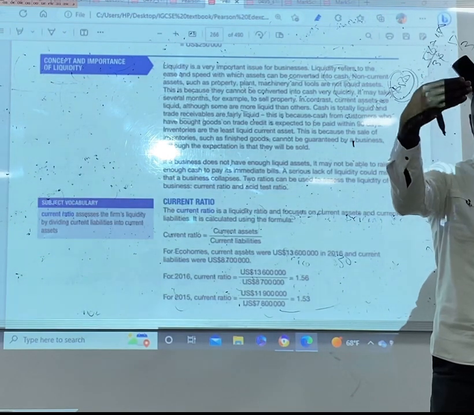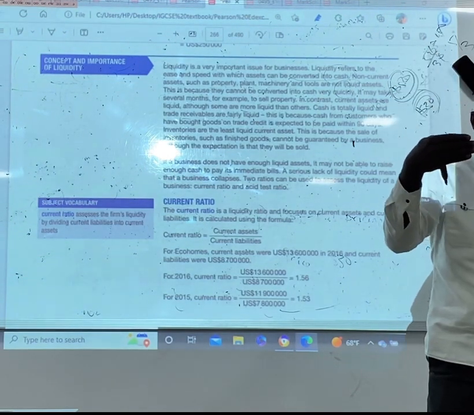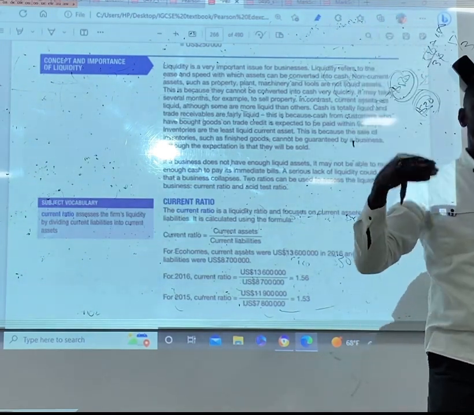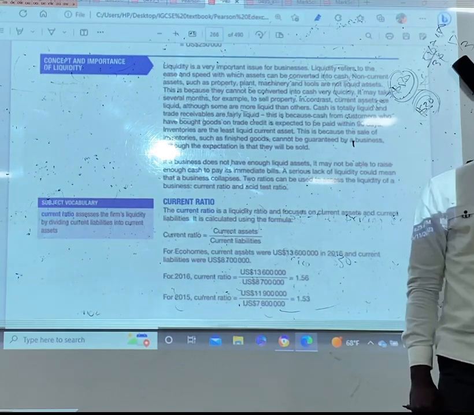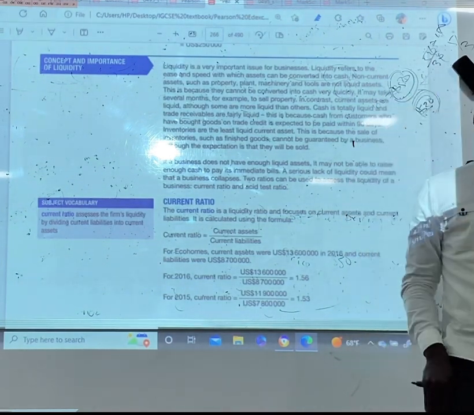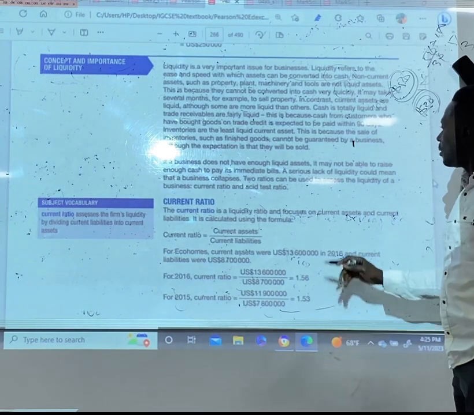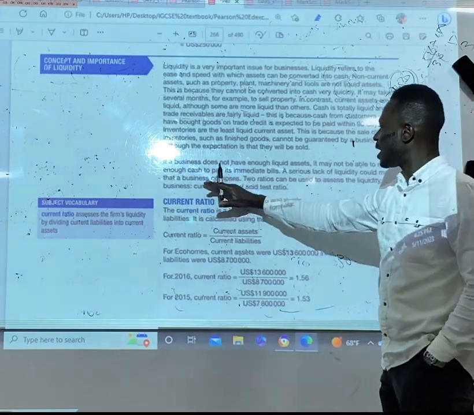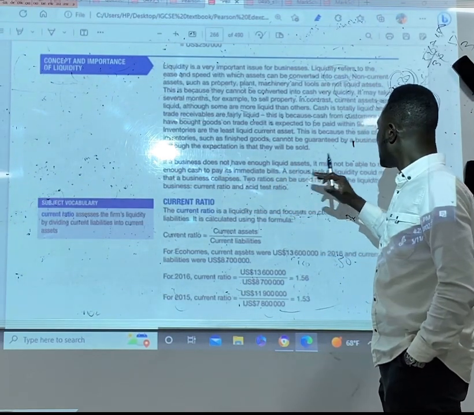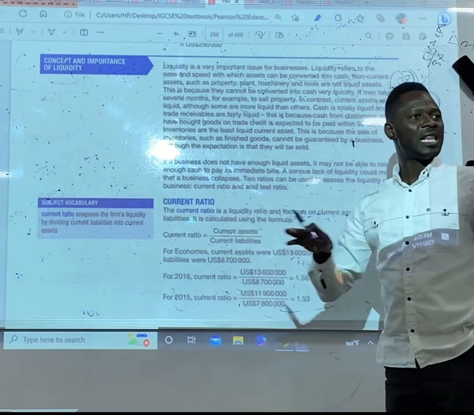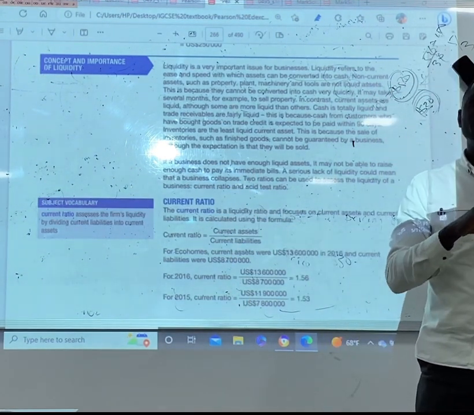So when you are listing the items by liquidity, it is cash before trade receivables, before debtors, before stock. That is how much more easily you can turn them to cash. If a business does not have enough liquid assets, it will not be able to raise enough cash to pay its immediate bills. A serious lack of liquidity could mean that a business collapses. So if the business lacks liquidity, the business might fail.